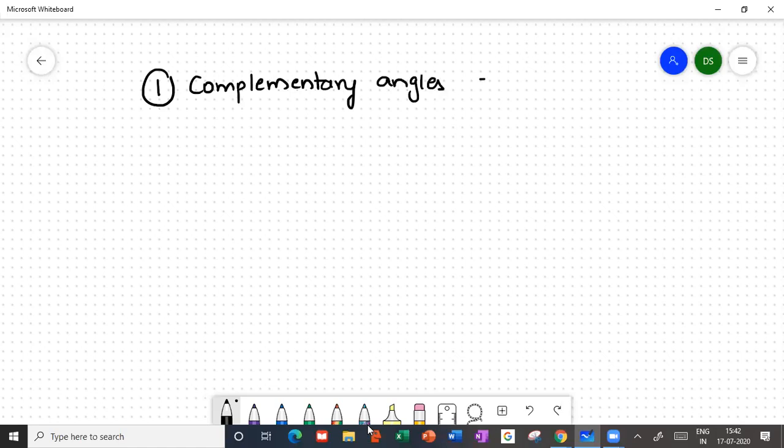Complementary angles, basically, suppose this is the shortest. Okay, no wait, that's 90.